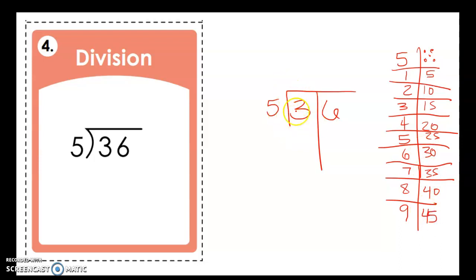Nothing is close to 3 because my smallest number is a 5. So 0, 0. And I'm left with 3. I'm going to drag my 3 over. So I have 36. 35 is the closest. So you put 7 up top minus 35. And you're left with 1. That 1, we can't split it up into 5 groups. So I say I have 1 left over, a remainder of 1.